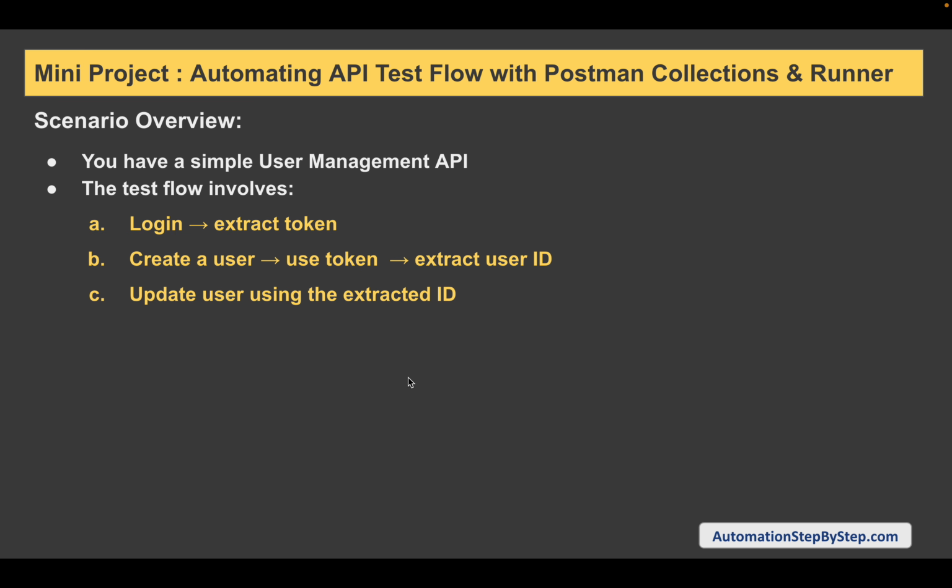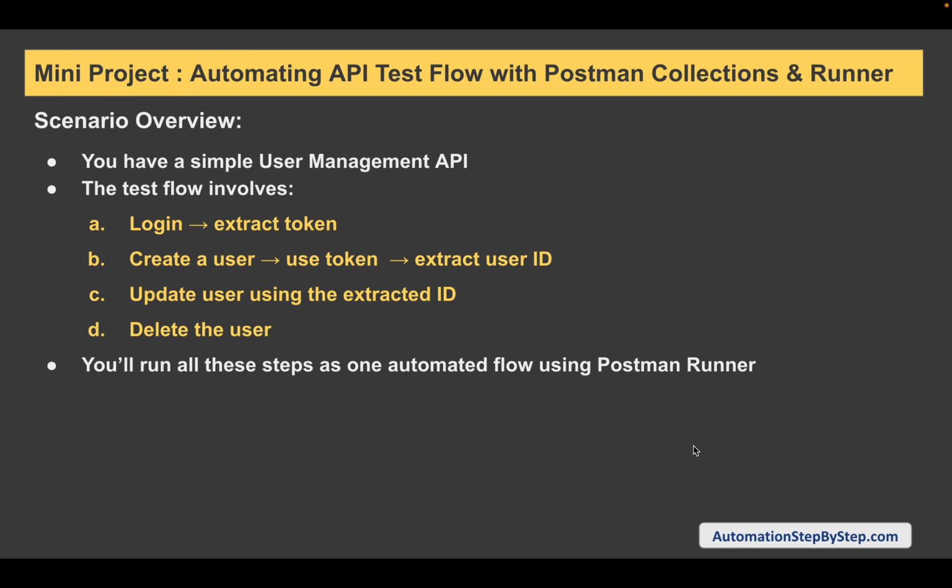Then we will update this particular user by using the extracted user ID. So we will refer this extracted user ID and update the user, and then finally we will delete this user. Okay, so we will run all these steps in one flow using the Postman runner or the collection runner. So this is the scenario we are going to do.